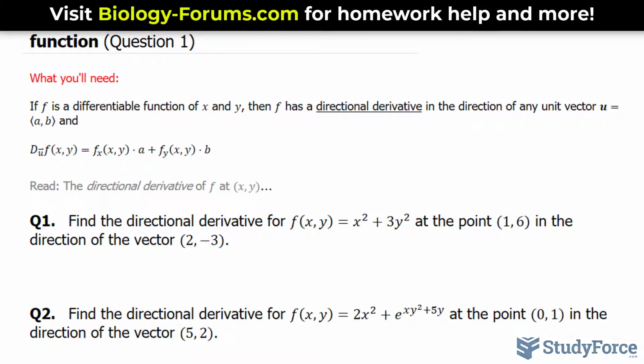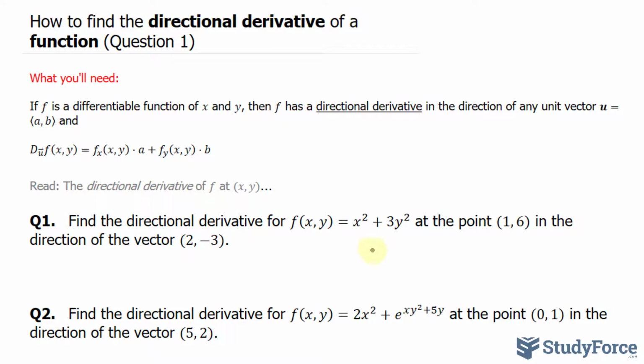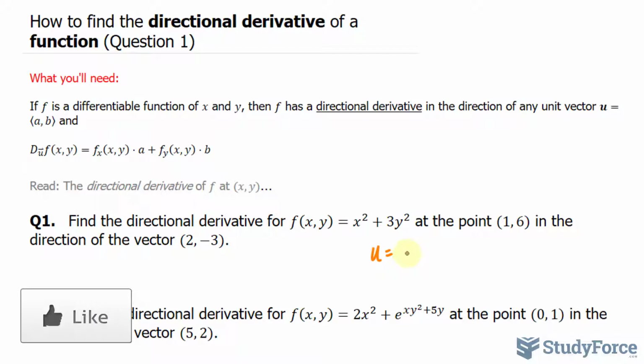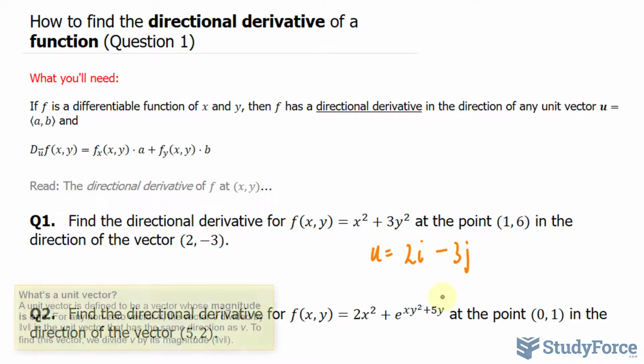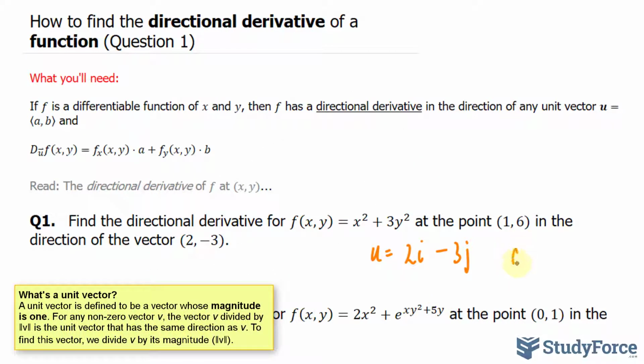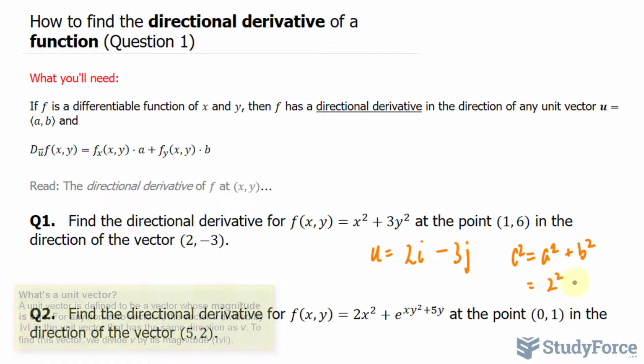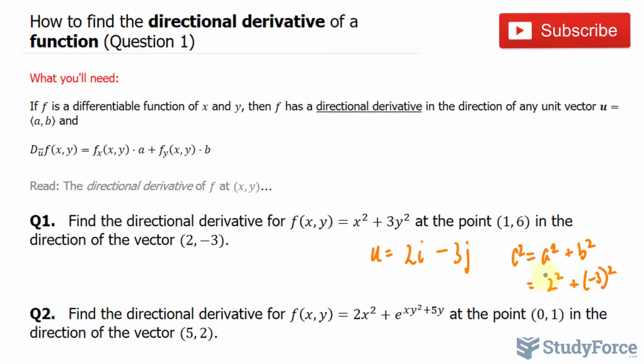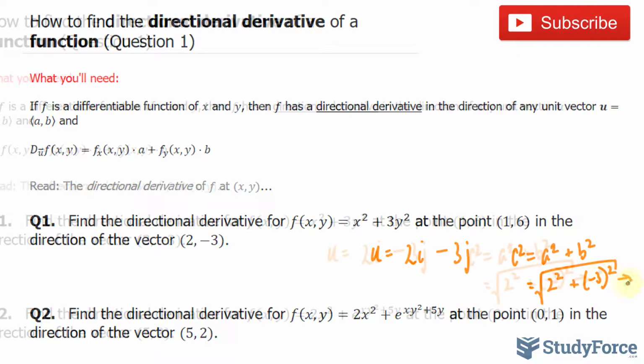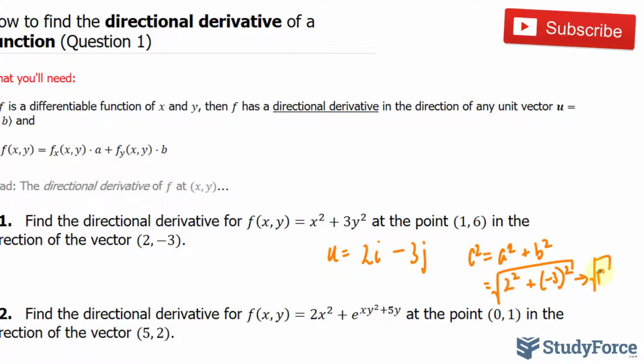I want to start off with the easy part, which is to find the unit vector for this particular vector. Let's call this u. We have u as 2i minus 3j, and we can start to find the unit vector by first finding the magnitude. The magnitude is found by the Pythagorean theorem, where we have c squared is equal to a squared plus b squared. We can call this a, so we have 2 squared plus negative 3 squared, and if we square root both sides, we should end up with the magnitude of the square root of 13.